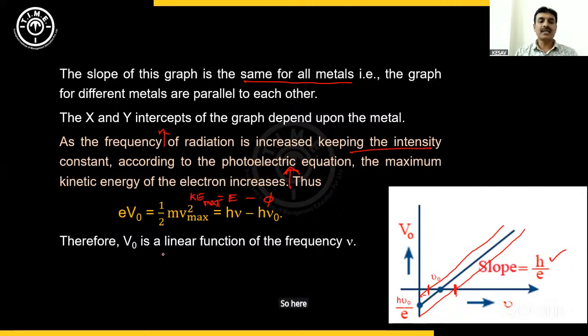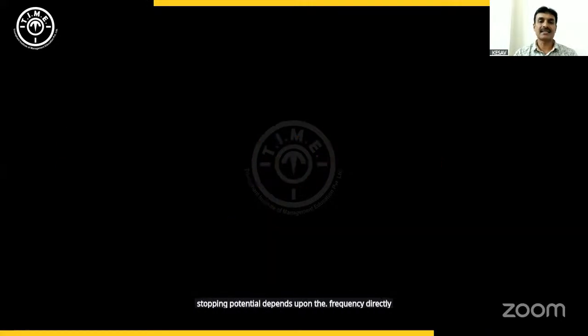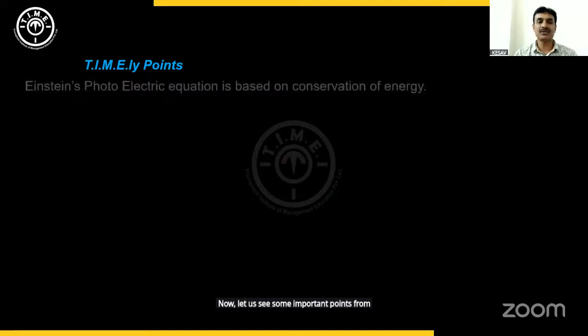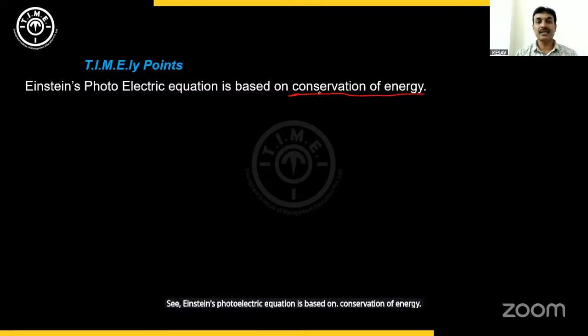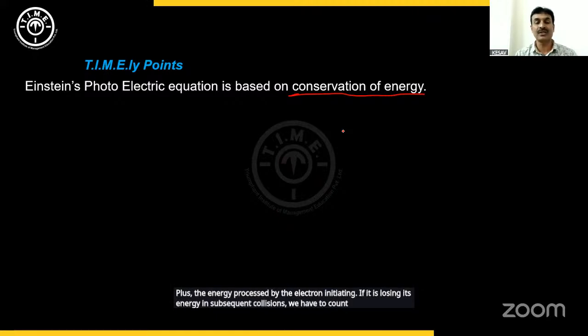So here V naught is a linear function of the frequency. Stopping potential depends upon the frequency. Directly related it is. Now let us see some important points from our previous discussion. See, Einstein's photoelectric equation is based on conservation of energy. Incident energy is equal to the work function plus the energy possessed by the electron initially. If it is losing its energy in subsequent collisions, we have to take that energy also into consideration.